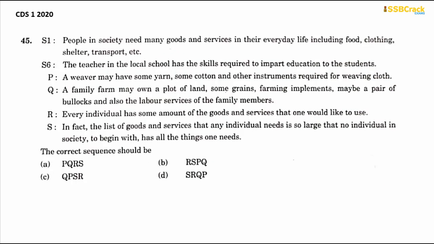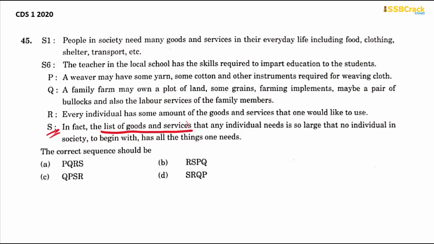Sentence 1: People in society need many goods and services in their everyday life, including food, clothing, shelter, transport, etc. Last sentence: the teacher in the local school has the skills required to impart education to the students. Now, people in society need many goods and services, right? If we scan again through the PQRS statements, you'll find statement S is talking about the list of goods and services. So you see the term goods and services is repeated again in sequence S.